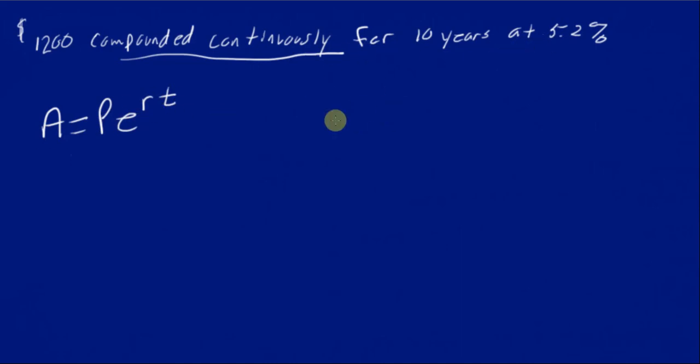For 10 years at 5.2%, I'm going to list everything. A, P. I don't need to list E. E is a constant. R and T. Okay. So let's take a little break from this and see on your calculator how to find E. Look for an LN button, and above that will be E to the X. It's usually second LN, E to the X.